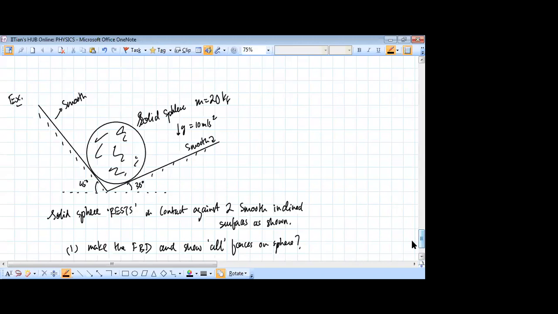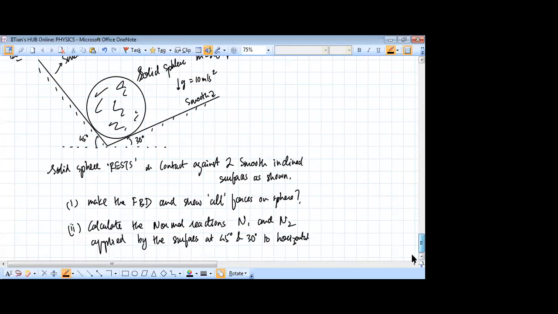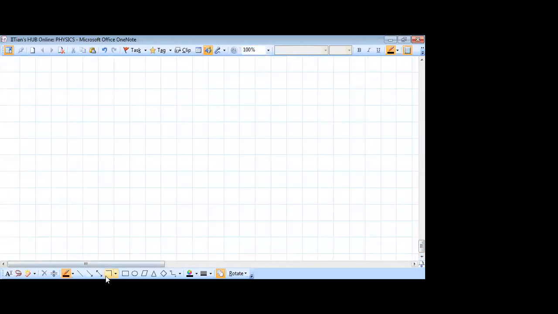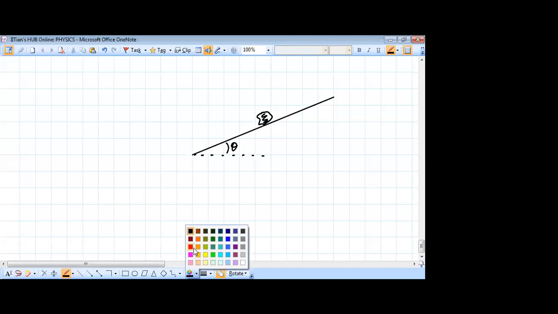Okay, so let me verify the answer. So let's start with the first step. To understand the normal reactions directions, we have to be clear about one very simple point: anytime we have an inclined plane which makes an angle theta with the horizontal, any object, whether it is a sphere or a block or whatever, that is lying on this will experience a normal reaction.